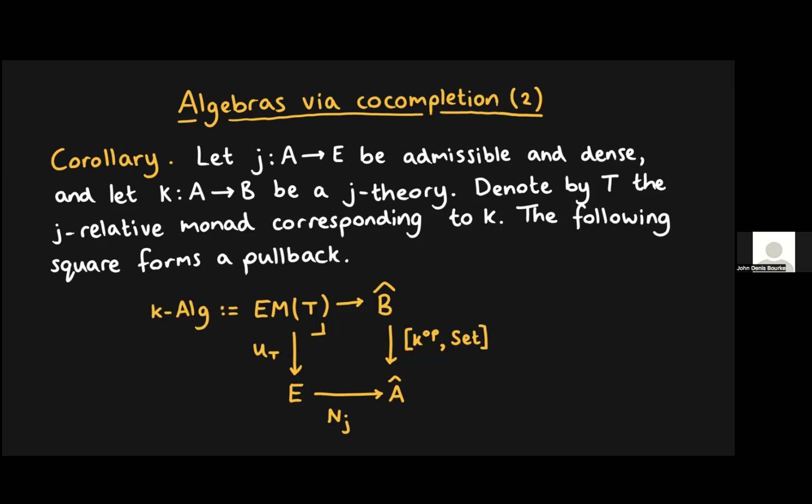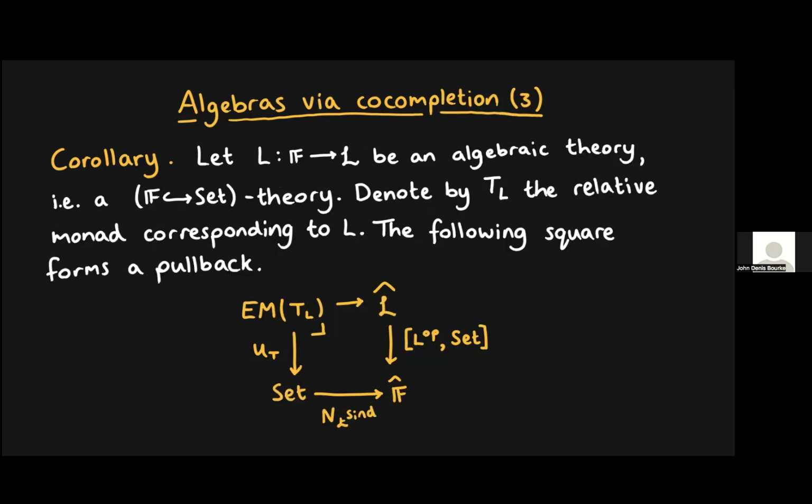And what we're going to do is define the algebras or the models for a J theory to be the apex of this pullback. In this way, the correspondence between models for an algebraic theory and algebras for a relative monad is tautological. But what we do need to show is that this captures the classical notion of model for an algebraic theory. This is actually very straightforward to show.